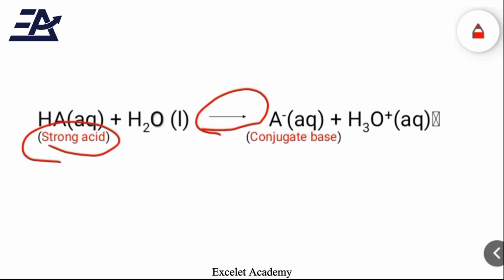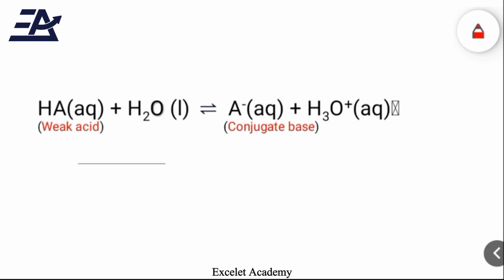Now let's see the dissociation of weak acids. When a weak acid reacts with water, it partially dissociates, not completely. And this indicates the reversibility of the reaction. When we say it's reversible, we are implying that the solution reaches an equilibrium and the concentrations of the reactant and product will not change with time. And both the reactant and product will also be present in the equilibrium solution.